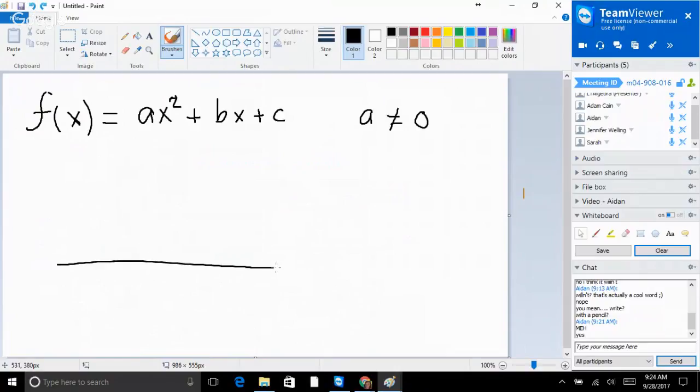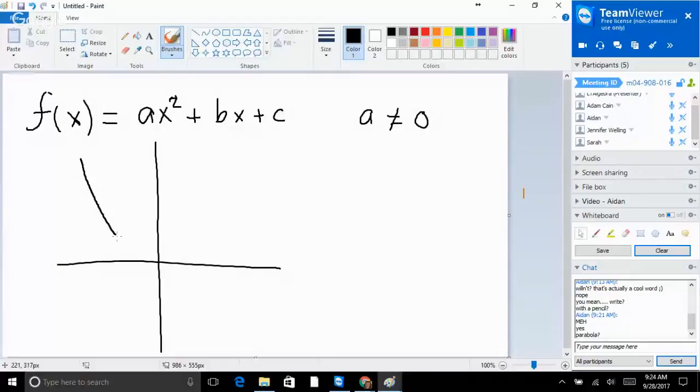Because sometimes I just call it this. A parabola, that's right, Aiden. A parabola is the basic shape of quadratic functions. Okay, there's a couple of points that are interesting about quadratic functions. If you like math, they're interesting, I guess.